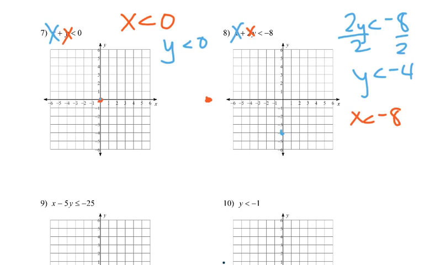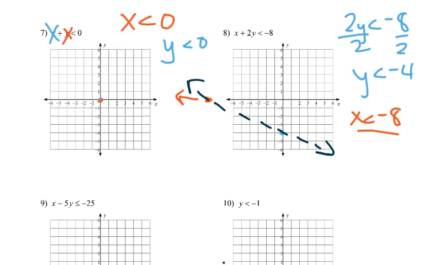Then I connect the two dots, realizing that there's no equal to. So I just draw a dotted line going through those points. Okay, there's my line. Then for shading, I can pick a test point, but there's another way you can think about it. X is less than negative 8. Which direction on the x-axis would make it smaller? It would be to the left.